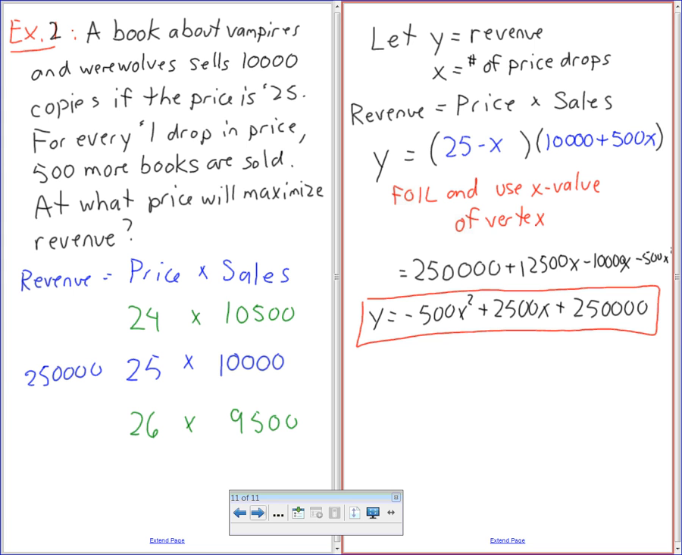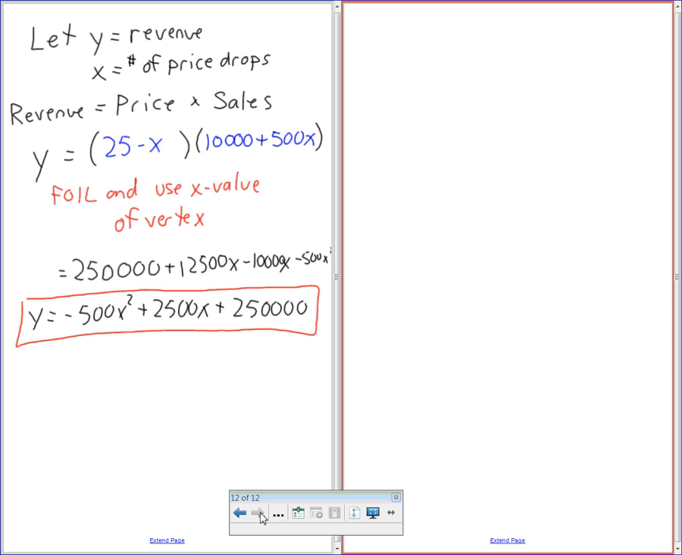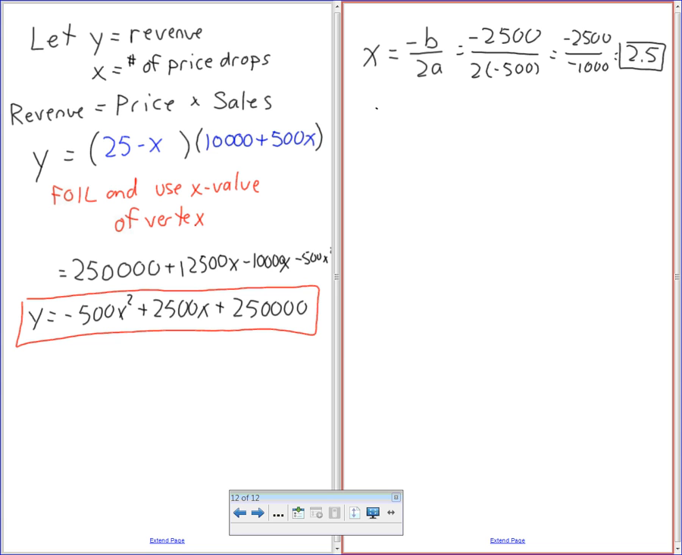Luke, go. Negative b over 2a. Think of that as a part of the quadratic formula. This will give it to you a lot faster. If you like completing the square, you may. I have no issue with that. Yeah, you totally could, it'll still work out the same way. Okay, so negative b over 2a is negative 2500 divided by 2 times negative 500, which is negative 2500 over negative 1000, equals 2.5. So I know that x equals 2.5.